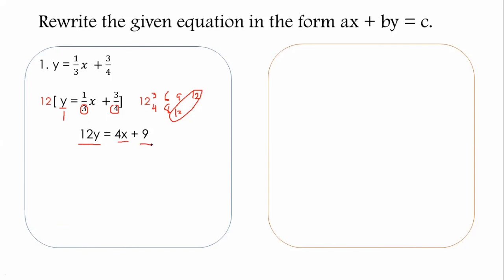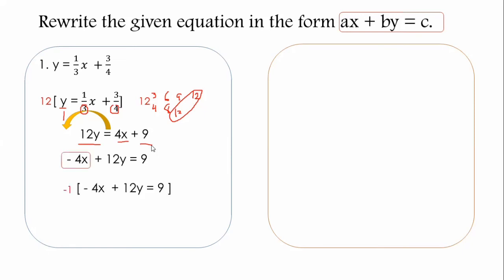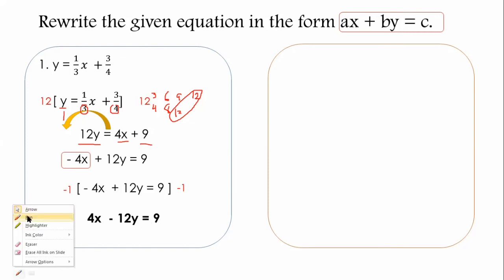Okay? Next is, of course, ita-transpose natin si 4x sa kabila. Okay, so that is negative 4x plus 12y is equal to 9. And since yung 4x natin, or yung a natin is negative, kailangan nating i-multiply lahat sila sa negative 1 para maging positive yung 4x natin. So, ayan siya. Bali, papalitan na lang nun yung sign ng mga nandito. Oh, it's negative 9. It's not positive. Ito, negative to. Ayan. Okay.